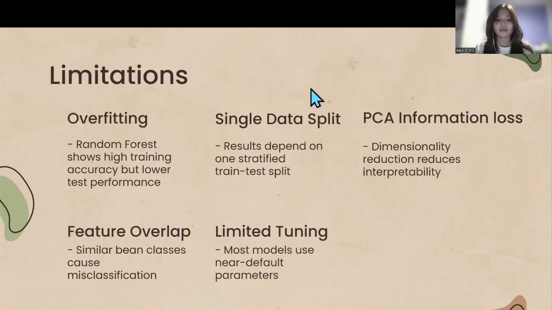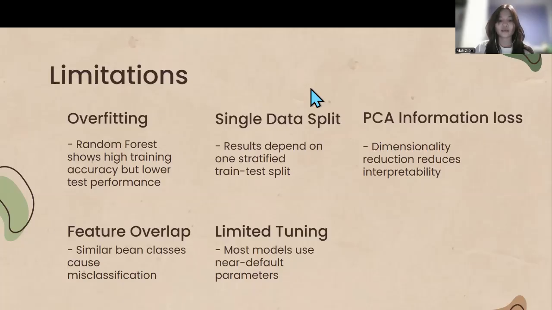Although stratification preserves class distributions, the result may still depend on a chosen random seed, which reduces the reliability of the evaluation. Third, we applied principal component analysis to reduce dimensionality. While PCA preserved 95% of the dataset variance, it transformed original features into abstract components. This reduced interpretability and may have removed some useful class-specific information.